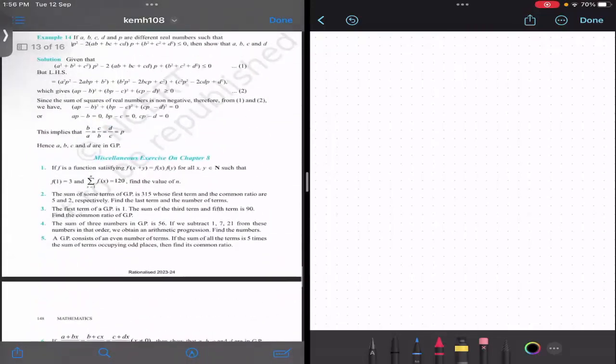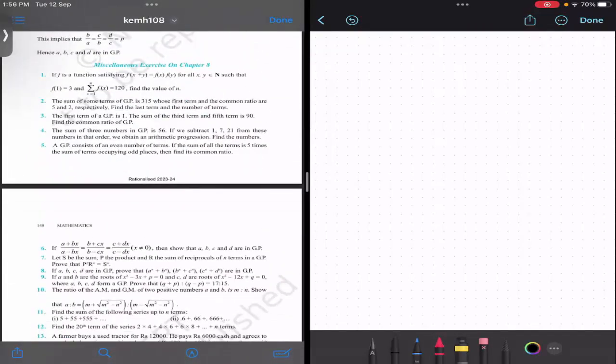So in the previous session, we had seen the first four questions of this exercise. Starting today, we are going to see the fifth question. So in question number 5, we have been told a GP consists of an even number of terms. If the sum of the terms is 5 times the sum of terms occupying odd places, then we need to find its common ratio, right?